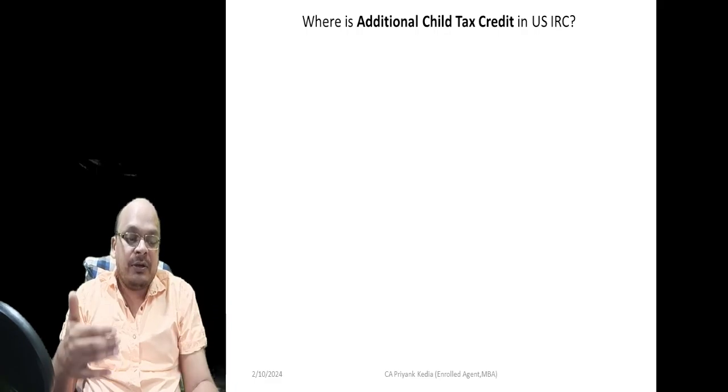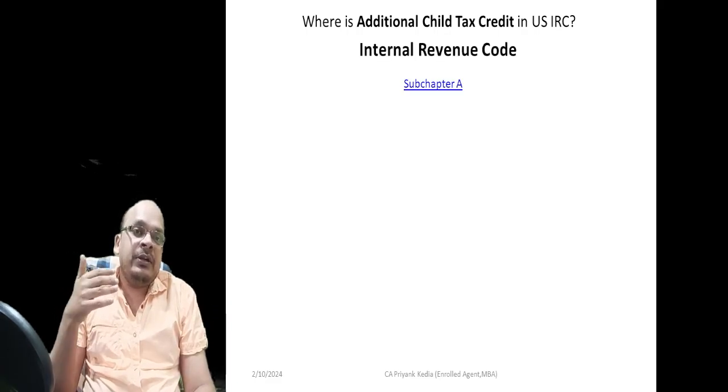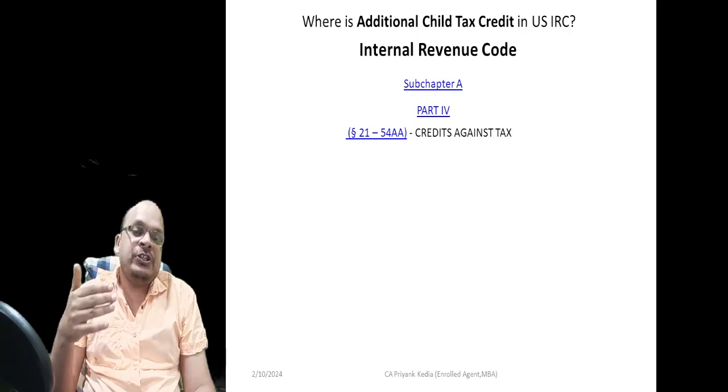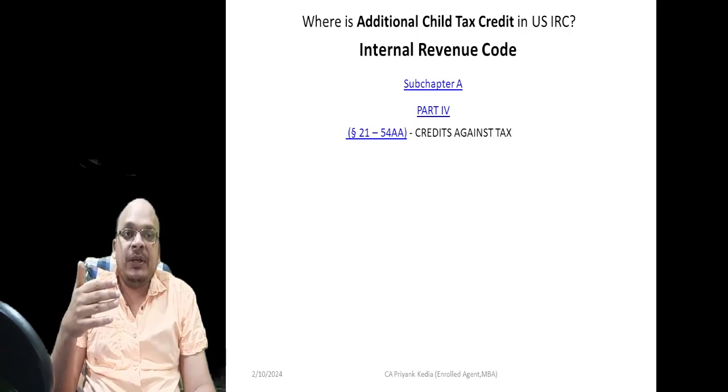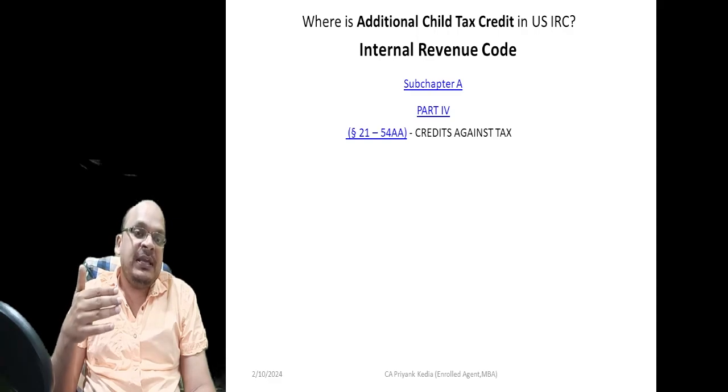Let's see what actually the statute looks like in the Internal Revenue Code. The Internal Revenue Code has a chapter, subchapter A, in part 4 of which section 21 to section 54AA are discussed. This section talks about credit against tax, right?